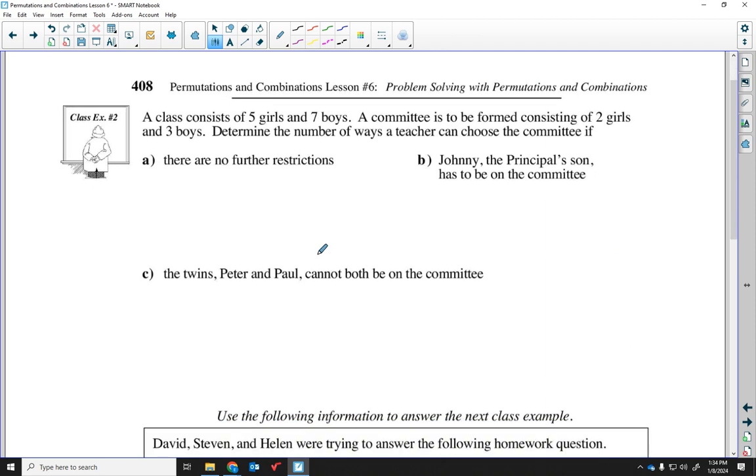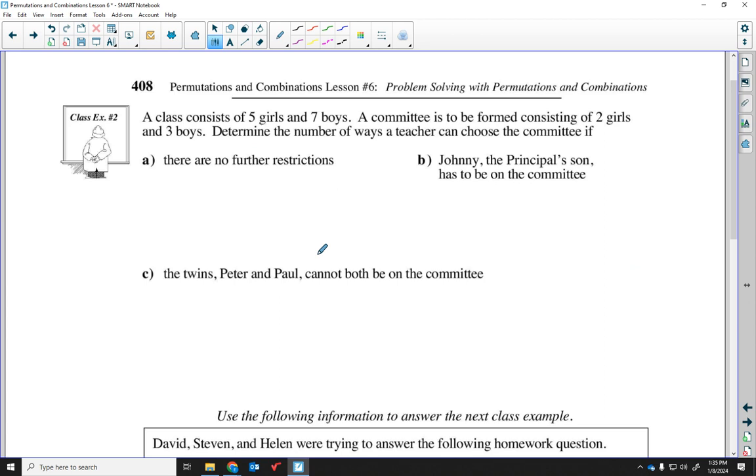All right, let's go to the next page here. It says we have a class consists of 5 girls and 7 boys. And then a committee is going to be formed consisting of 2 girls and 3 boys. Determine the number of ways a teacher can choose the committee if there are no further restrictions to start off with. Usually that word arrangement means we're dealing with a permutation. This one right here, the order in which they're selected as part of this committee doesn't matter unless they have defined roles, but it doesn't actually clarify what the roles are.